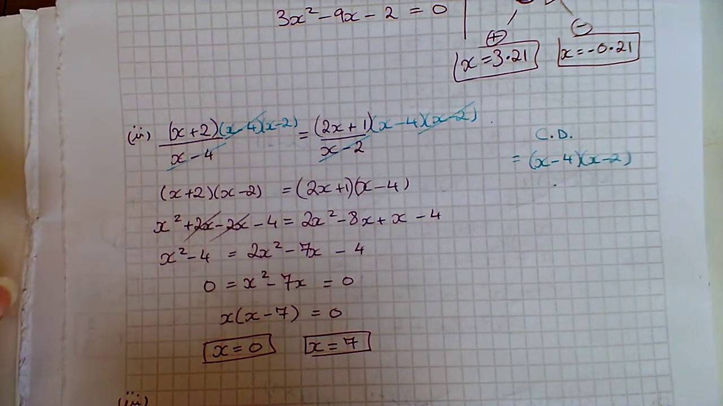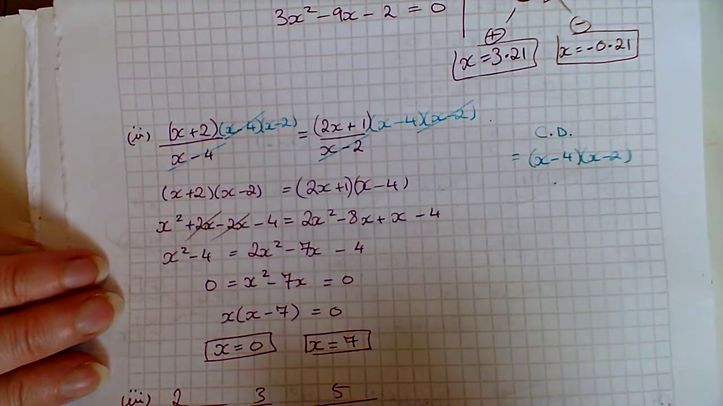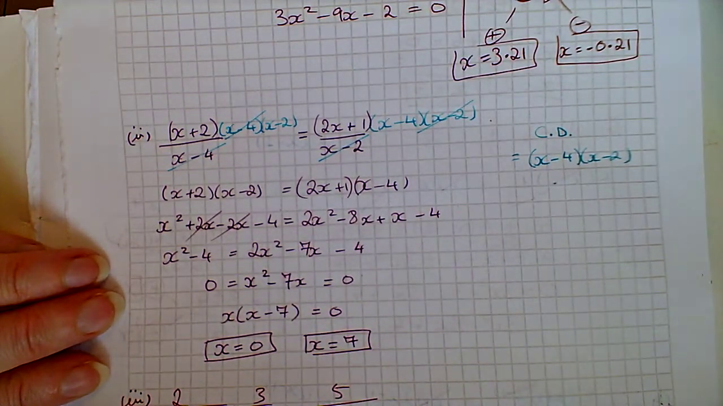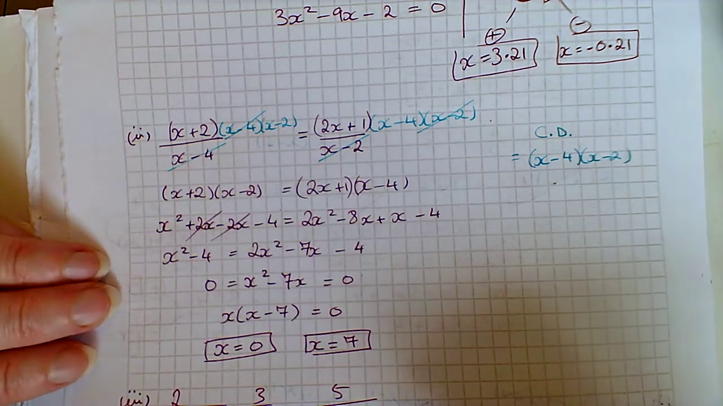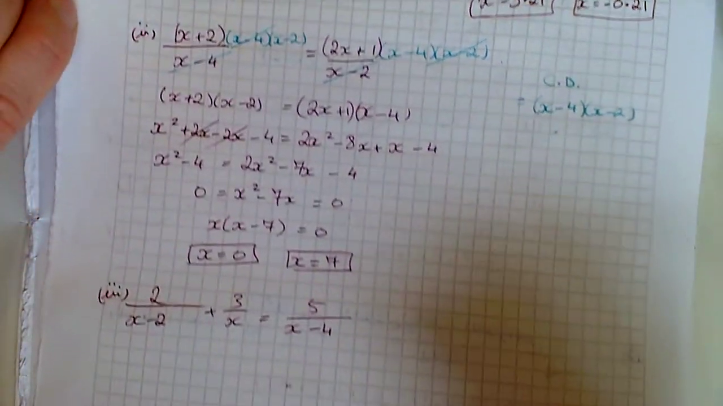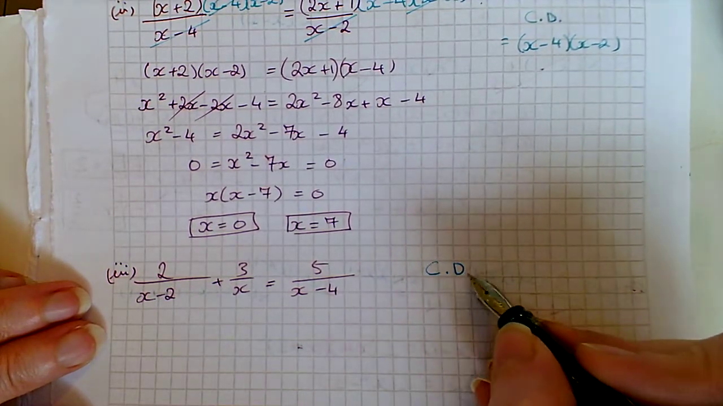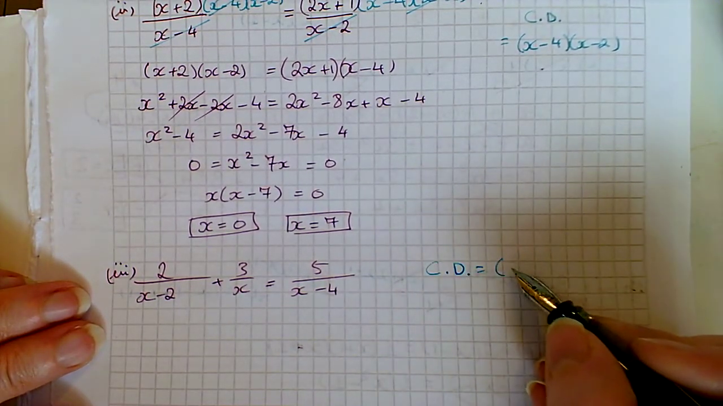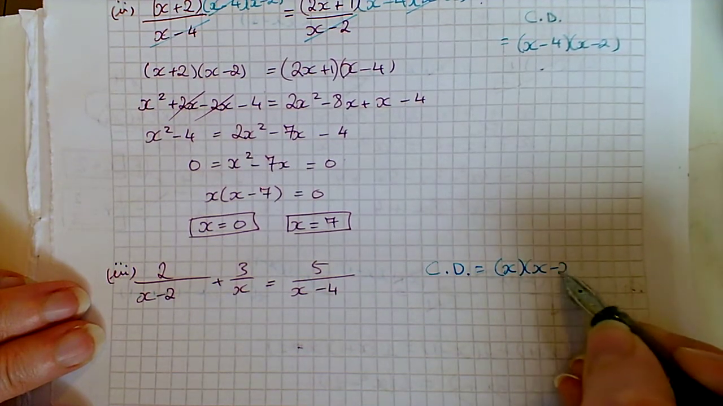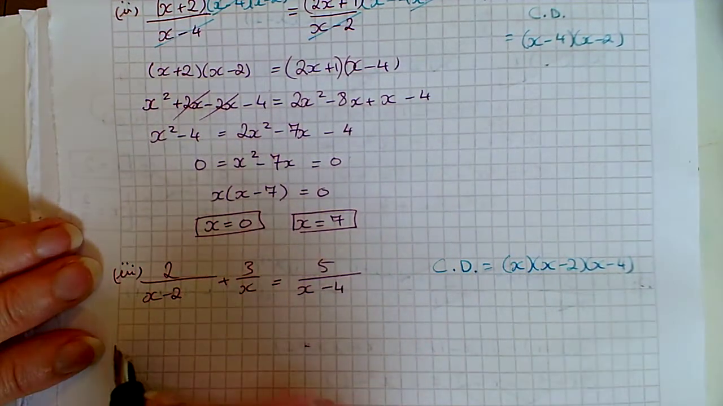Let's jump straight into the third part then. 2 over x minus 2 plus 3 over x equals 5 over x minus 4. Now, this one is a little bit more unusual because I've got 3 terms with an x in it. 3 terms, and they're all different. So my common denominator is going to be x by x minus 2 by x minus 4. I need all 3 parts and leave enough space there.